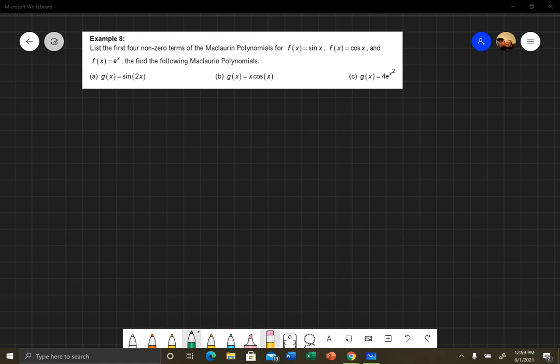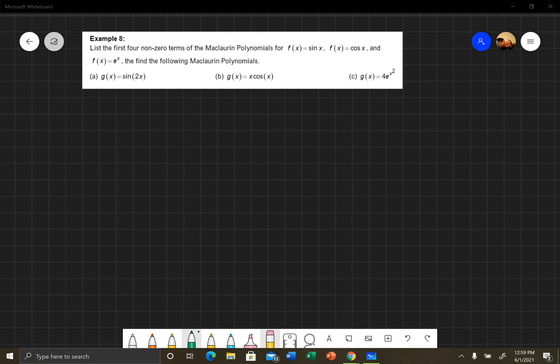This is going to be example number 8, which we didn't get to in class, but it's not too bad, and it's pretty straightforward on how to manipulate the Maclaurin polynomials. So in example 8, you want to list the first 4 non-zero terms of the Maclaurin polynomials for f of x equals sine x, f of x equals cosine x, and f of x equals e to the x. And then we're going to find the following Maclaurin polynomials, so we're going to manipulate them. So let's start with the first part of this.